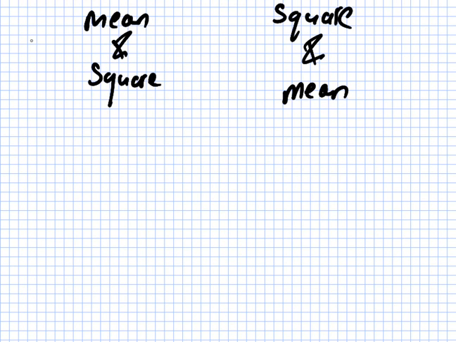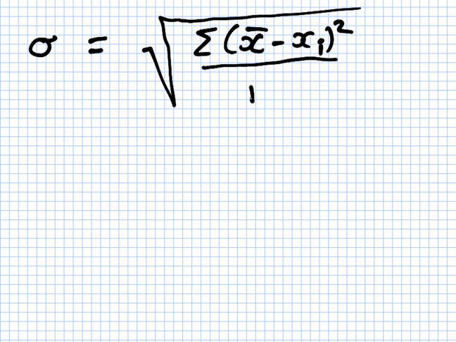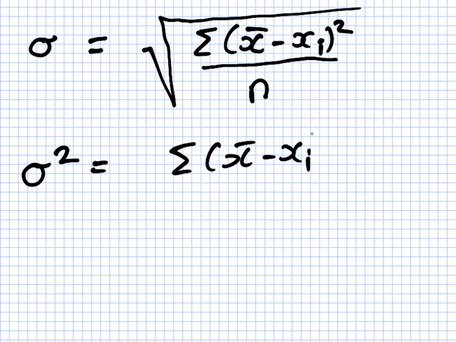Can I scroll down? Yep. So what we're going to do is try and find a different way of writing our formula for standard deviation: the square root of the sum of (x average minus xi) squared over n. So the first thing I'm going to do is square both sides to get rid of that square root. So the standard deviation squared equals the sum of (x average minus xi) squared over n.